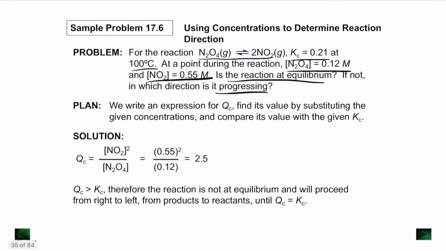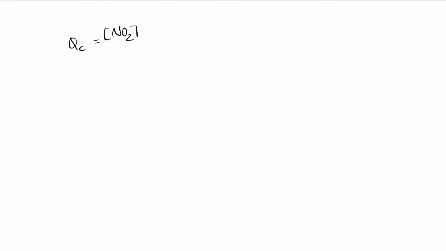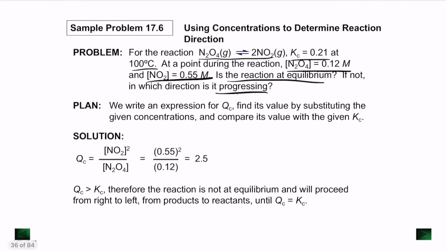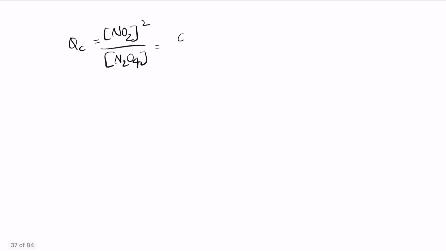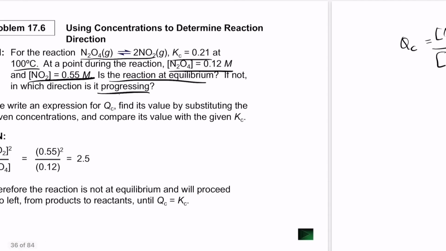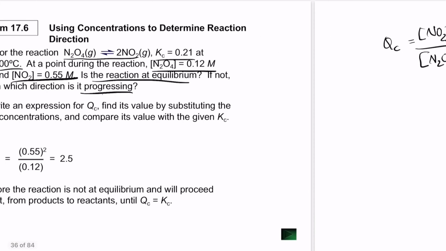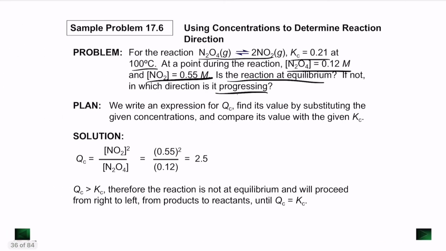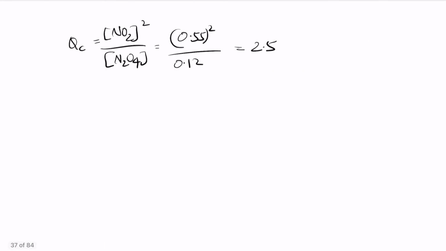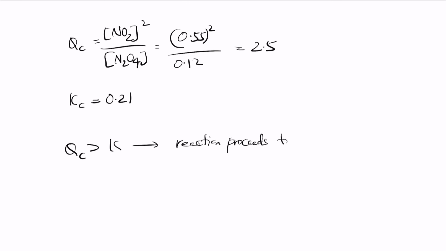Again, first things first, at any given point, Qc is going to be product over reactant. The product concentration at a given point of time is 0.55 squared, divided by N2O4, which is 0.12. So the Qc value will become 2.5. Now, the given Kc value is 0.21. So we know that Qc is greater than K. When it is greater than K, the reaction proceeds towards the left.